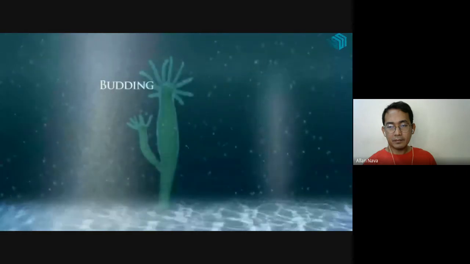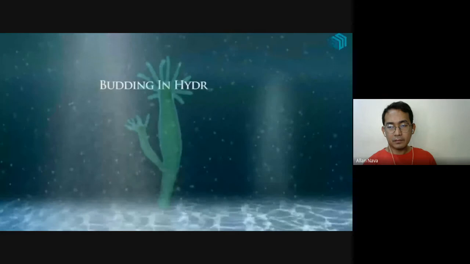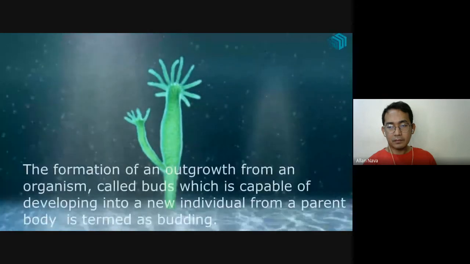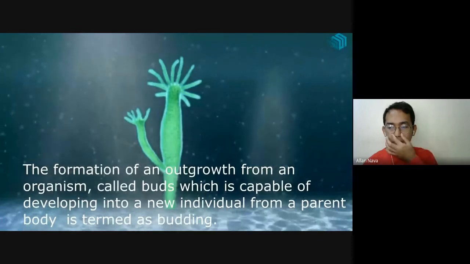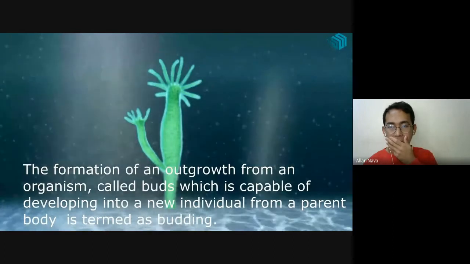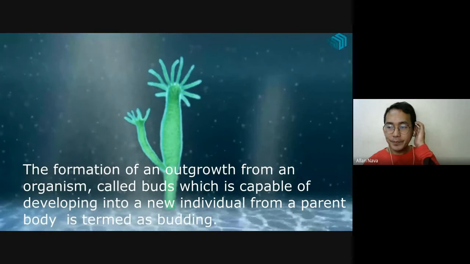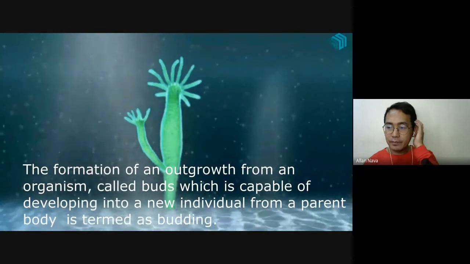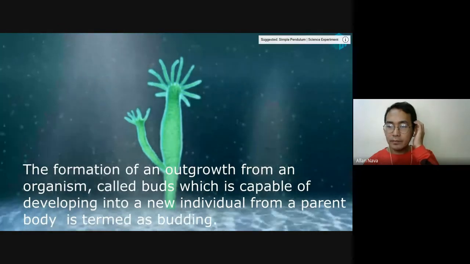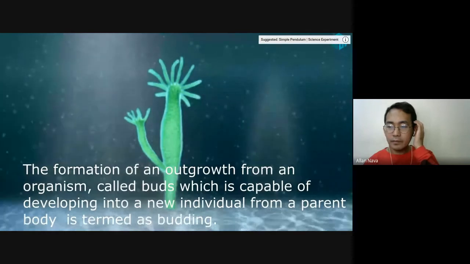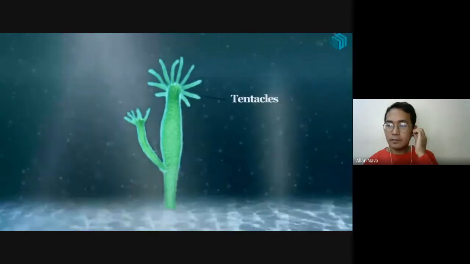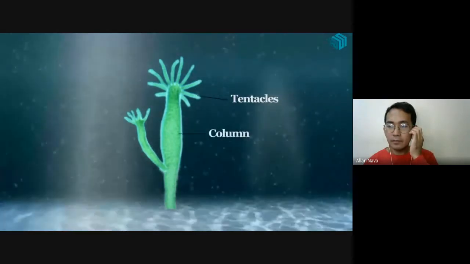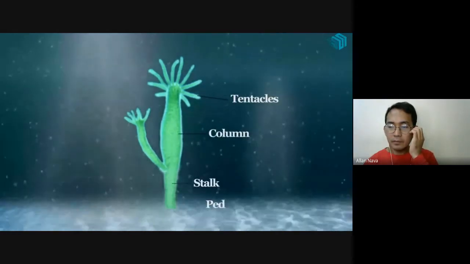Now let's learn about budding in Hydra. Asexual reproduction in Hydra: the formation of an outgrowth from an organism, called a bud, which is capable of developing into a new individual from a parent body, is termed budding. Organisms like hydra and sponges reproduce by budding.